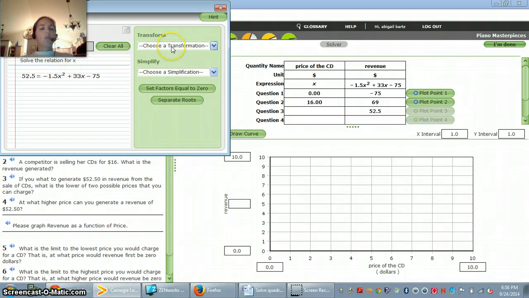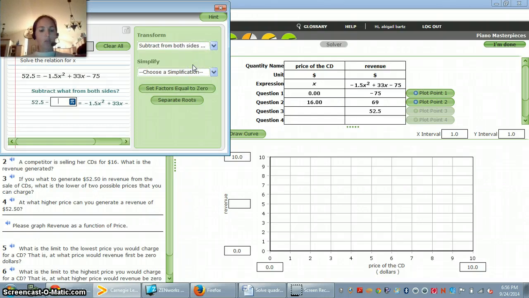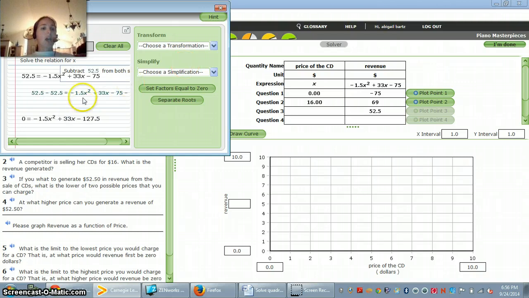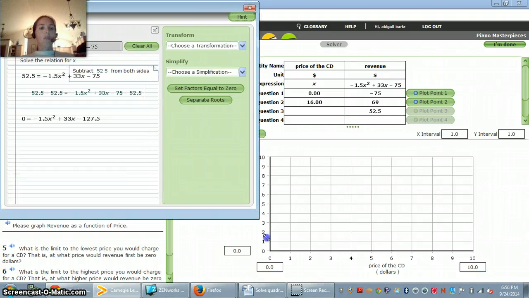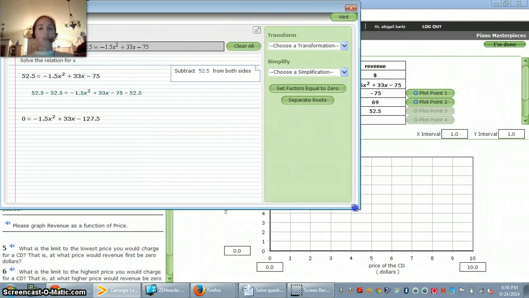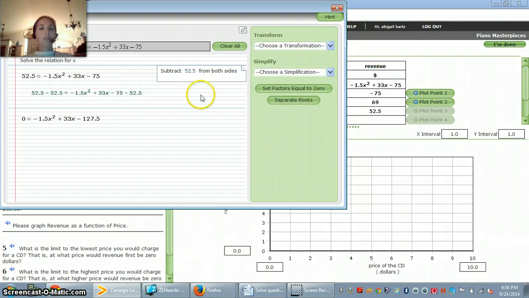So the first thing that you always want to do, when you're solving any quadratic, is set it equal to 0. So I'm going to go to transformation. In order to do that, I'm going to have to subtract $52.50 from both sides. And by you pushing enter, the solver is doing that for you. And again, if you make this a little bit larger now, you can see all those steps.